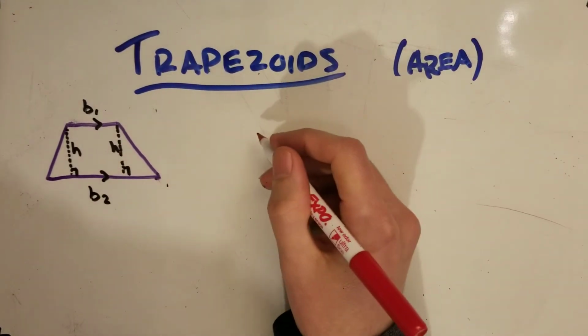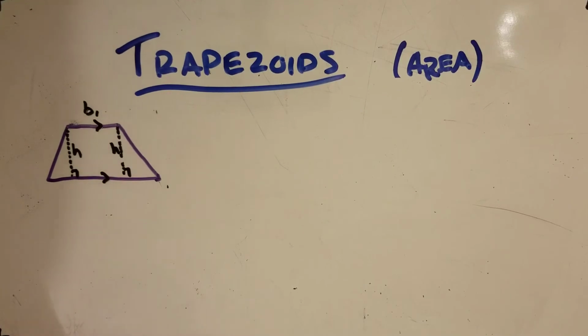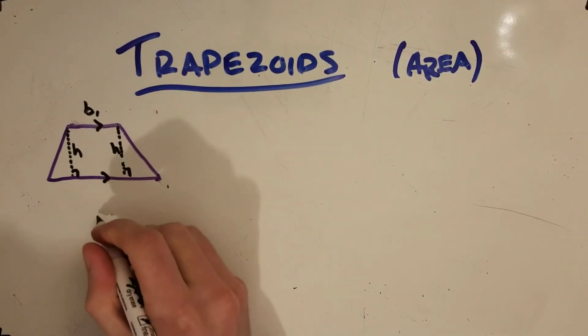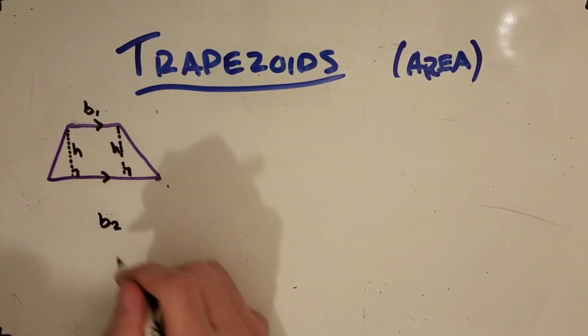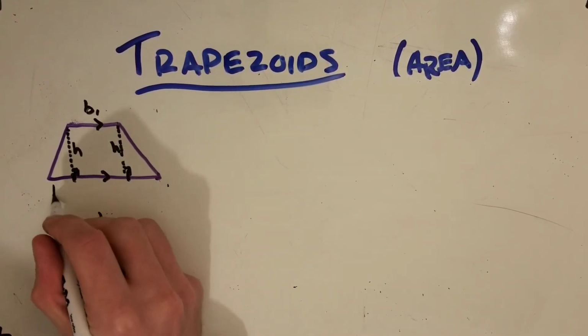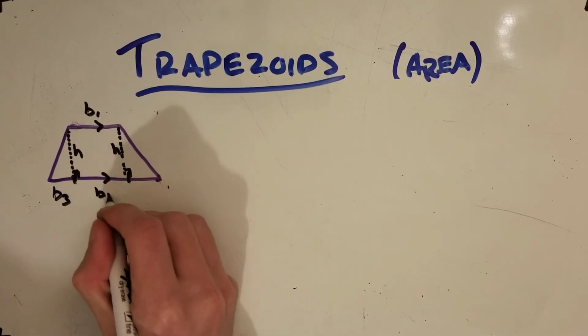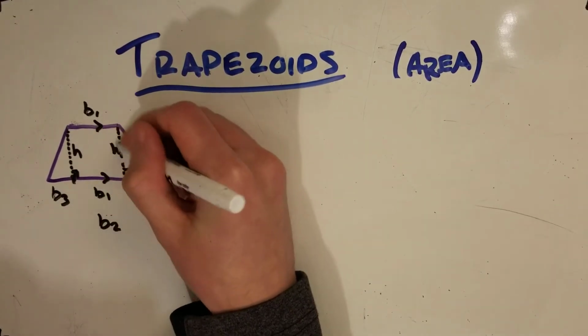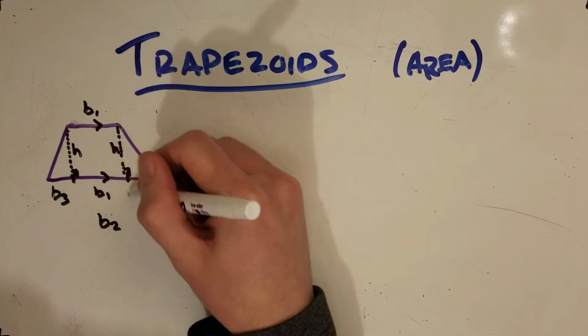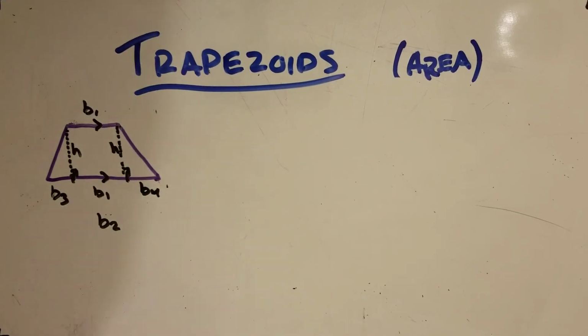So let's say we stick with this trapezoid, but instead of calling this whole bottom side B sub 2, I'm going to break it into parts. B sub 3 over here will be this little segment. The middle will be B sub 1, because it's congruent if we drew these two vertical lines down here that are perpendicular. And B sub 4 will be this little segment here.